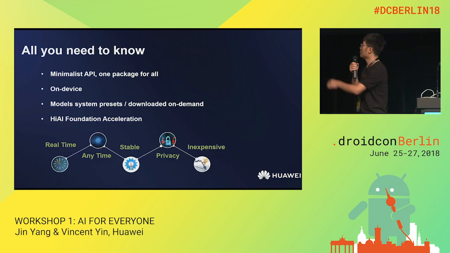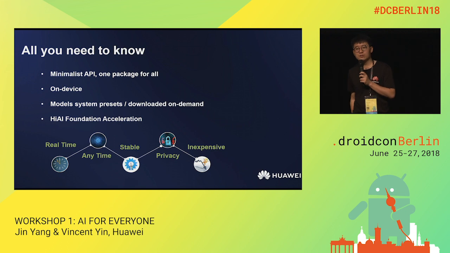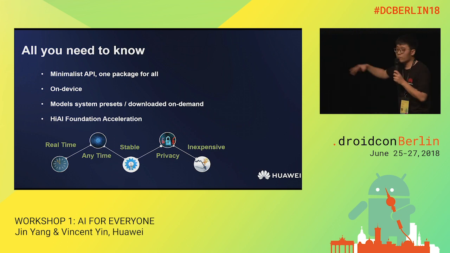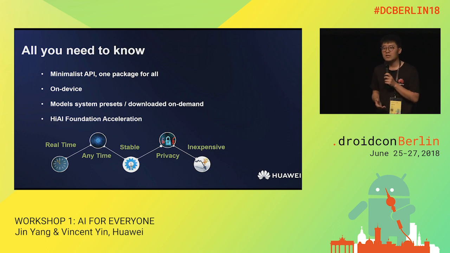Of course, the previous one is the frame, the structure of it. There's a brief note that shows everything you need to know. For an application developer who wants to do something AI-related, the only thing you need to integrate is one AR. It's called HUAWEI HiAI Vision. So one package for all. You can use this one SDK, and you can get all the things you want. So it offers a minimalist API. This is the reason why we are pretty sure you can integrate the AI abilities in less time.